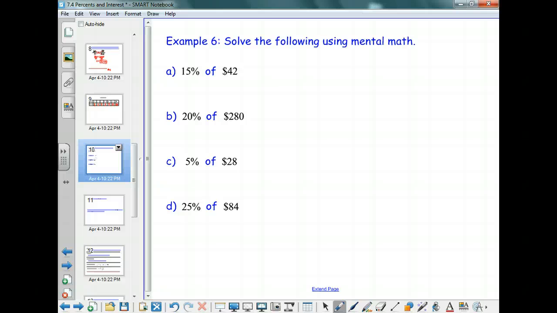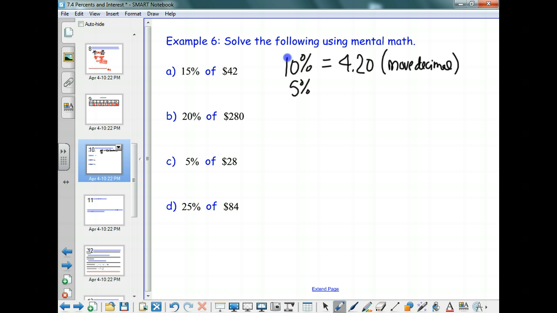So we've got 15% of 42. What could you do to figure out what 15% of 42 is in your head? Okay, so Cicely wants to change this basically to figuring out what is 10% and what is 5%, right? So how can you figure out what 10% is? $4.20, and you do it by just moving the decimal, right? So we can move our decimal. So the 10% is $4.20 by moving the decimal.